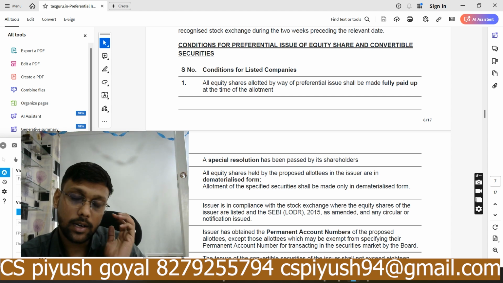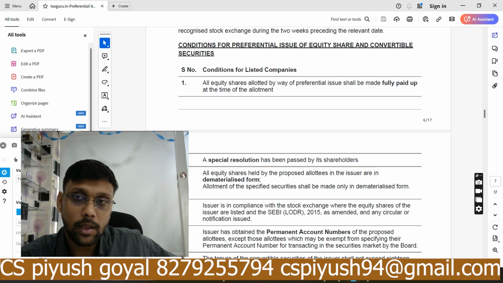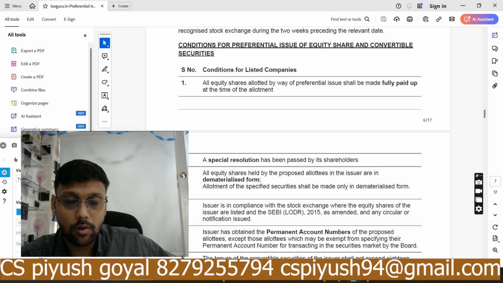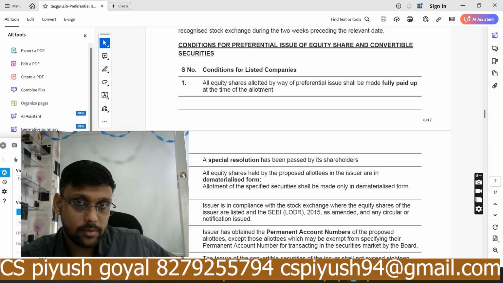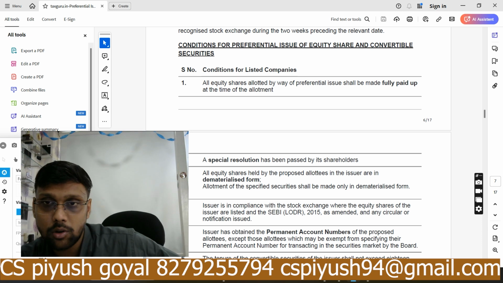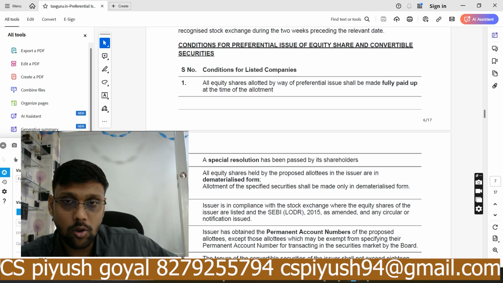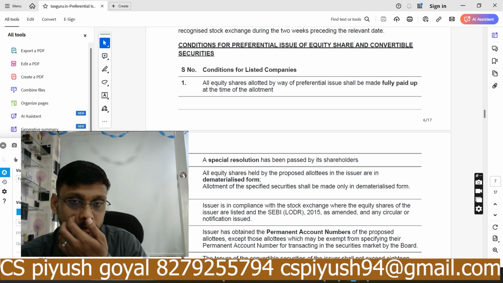Before that, what are the prerequisites required for a preferential issue of shares? First, all the equity shares allotted by way of preferential issue shall be made fully paid up at the time of allotment. Another requirement is that the preferential issue is authorized by a special resolution of the shareholders. Third, all equity shares held by proposed allottees in the issuer are in dematerialized form. Allotment of specified securities shall be made in dematerialized form.